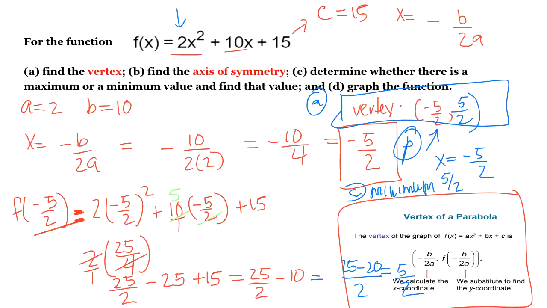So the vertex tells me a lot of things without even having the graph in front of me. I can determine my axis of symmetry, and my vertex tells me I can determine my maximum and minimum value. I can determine my range if I needed to.